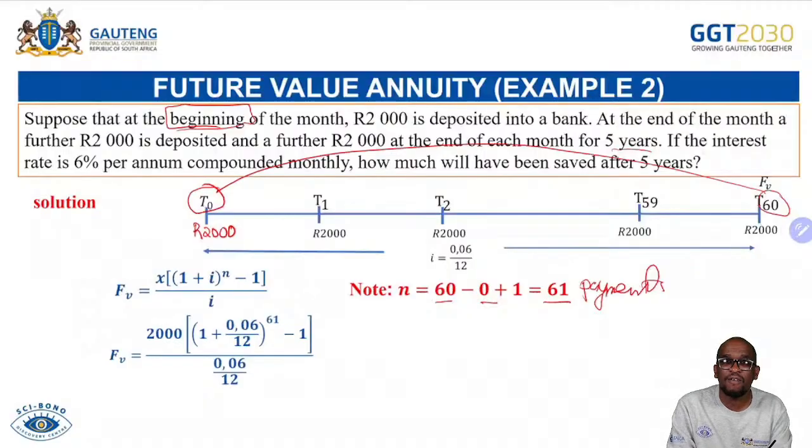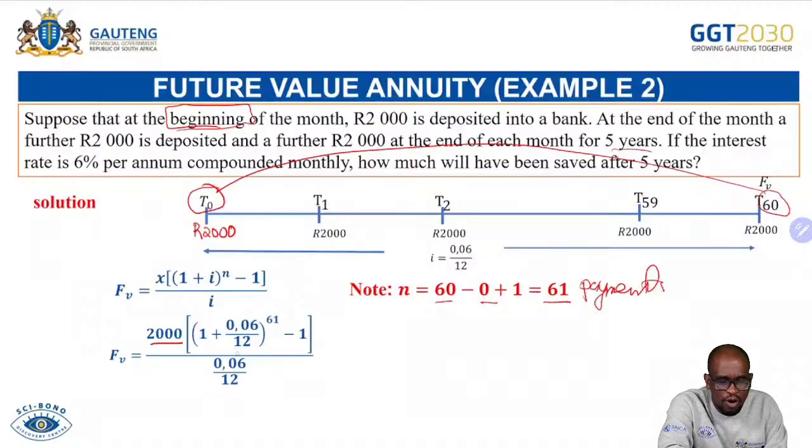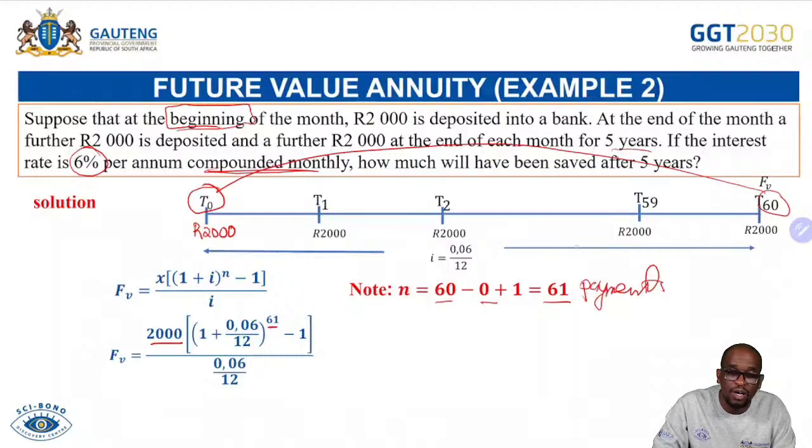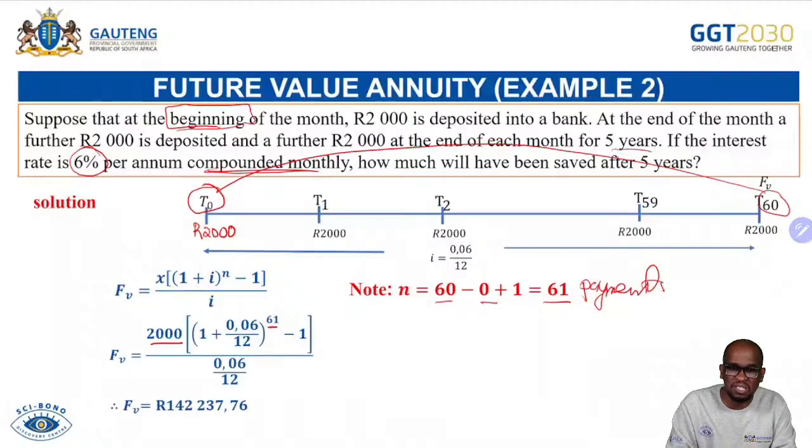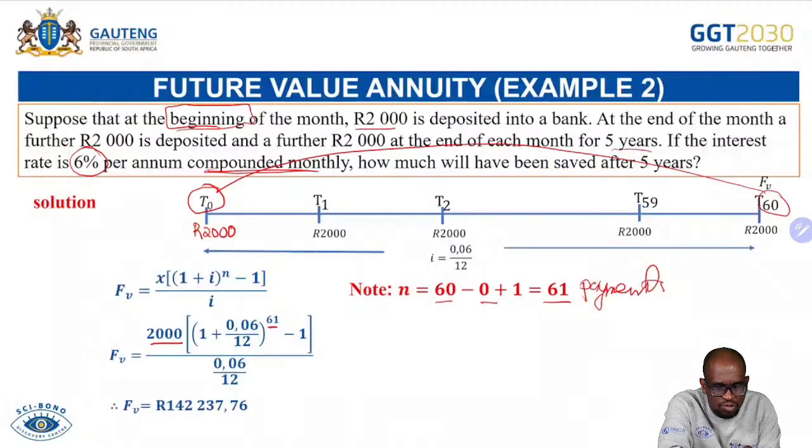If we substitute in our formula, 2,000 represents the amount that we are saving. 0.06 is the interest rate, 6% converted to a fraction, divided by 12 because we are compounding monthly. N represents the number of payments, which we've calculated as 61, and then we divide by i, the fractional interest rate divided by the regularity of the compoundings. So we get 142,237.76 cents.